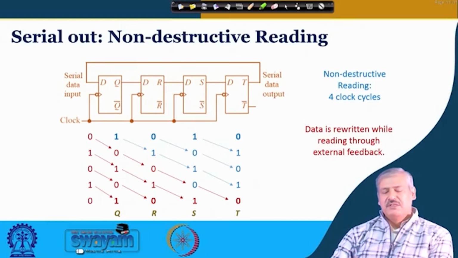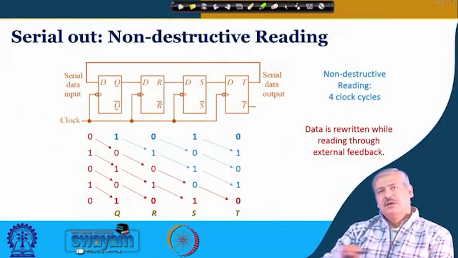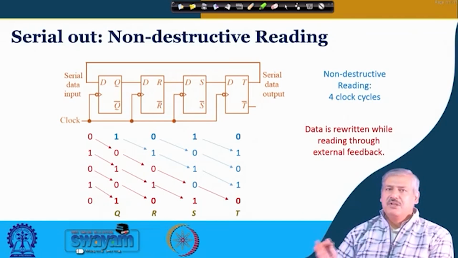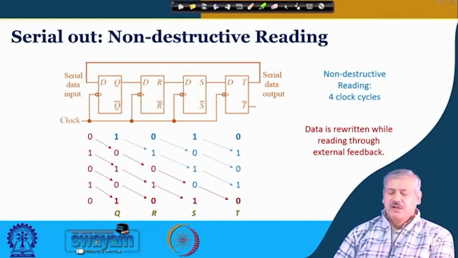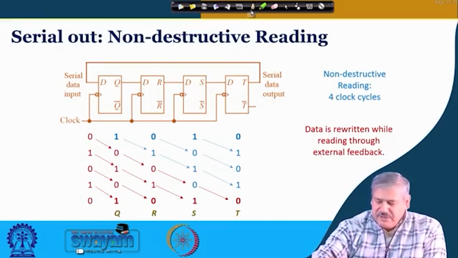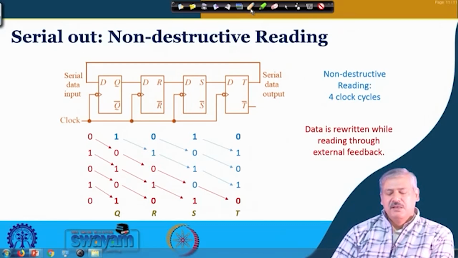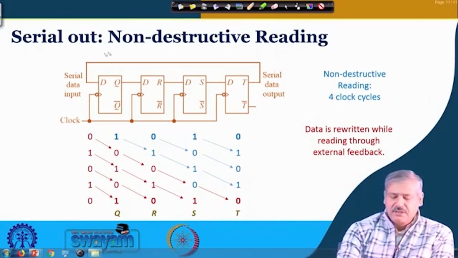Okay. But in serial out we have seen that while you are reading the data from the output terminal, what is being shifted in is either 0 or 1 or any other value. So, original data is getting lost. Okay. So, one way to prevent that and allow multiple time reading is to use an external feedback. Okay. So, the one that you see as a connection like this.